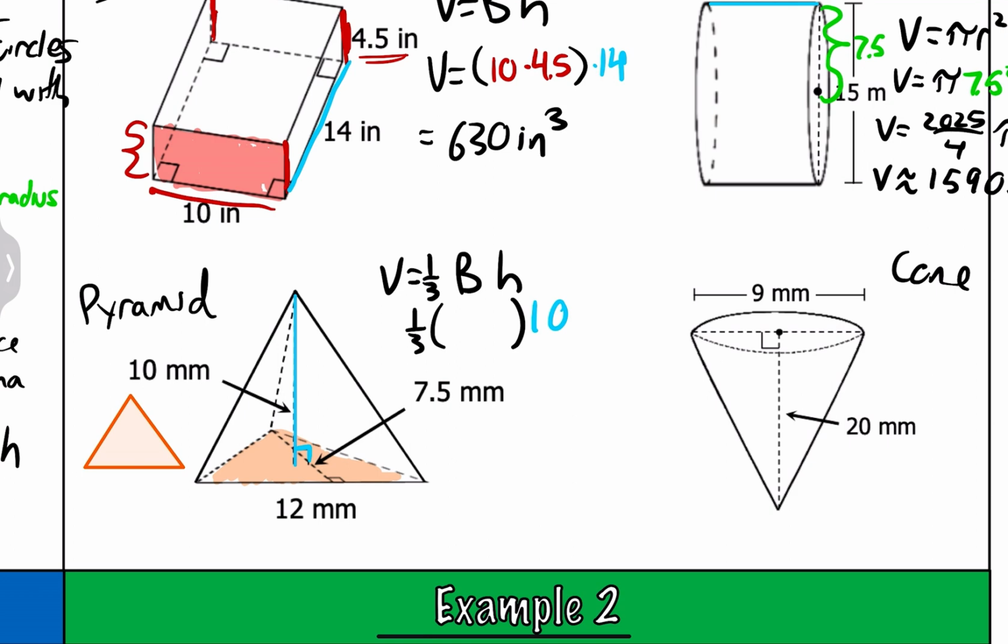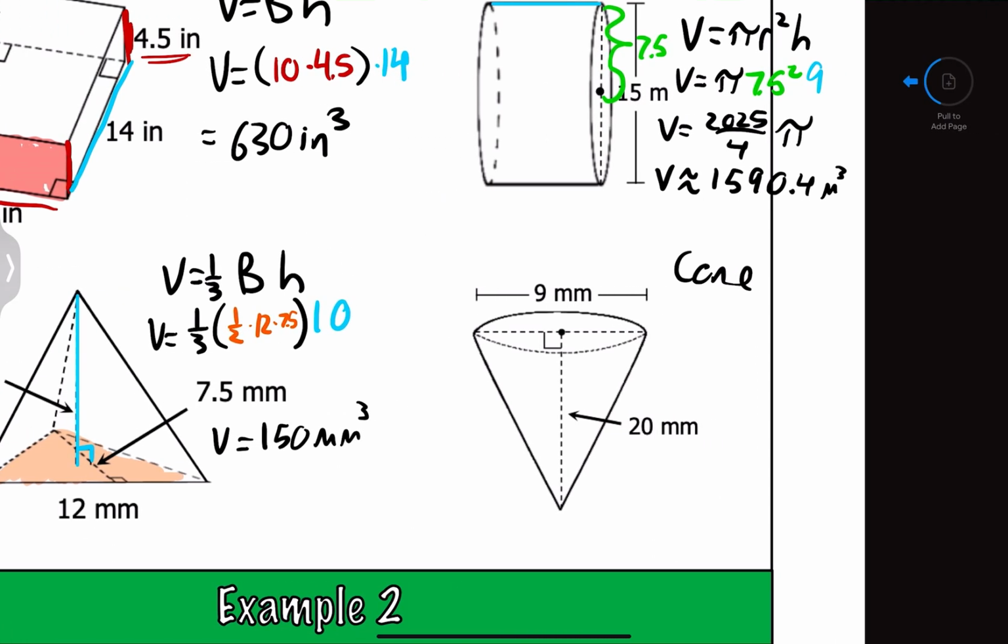So if that's the case, we have 12, and then we have a right angle here that they are labeling for us as 7.5. So that means for our triangle, it's 1/2 times the base of the triangle, which is 12, times the height, which is 7.5. All of that goes in your calculator, and you're going to get that this is 150 cubic millimeters.